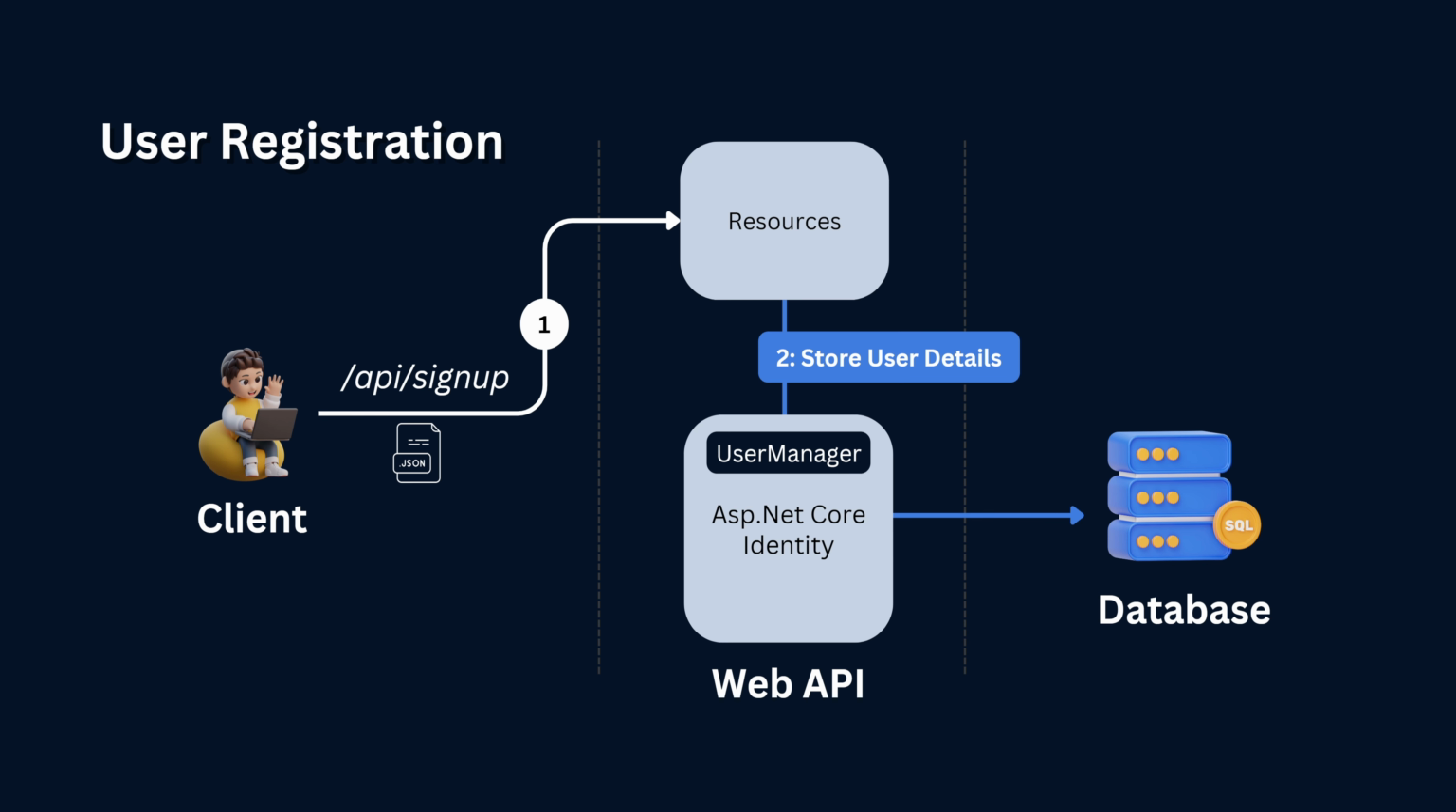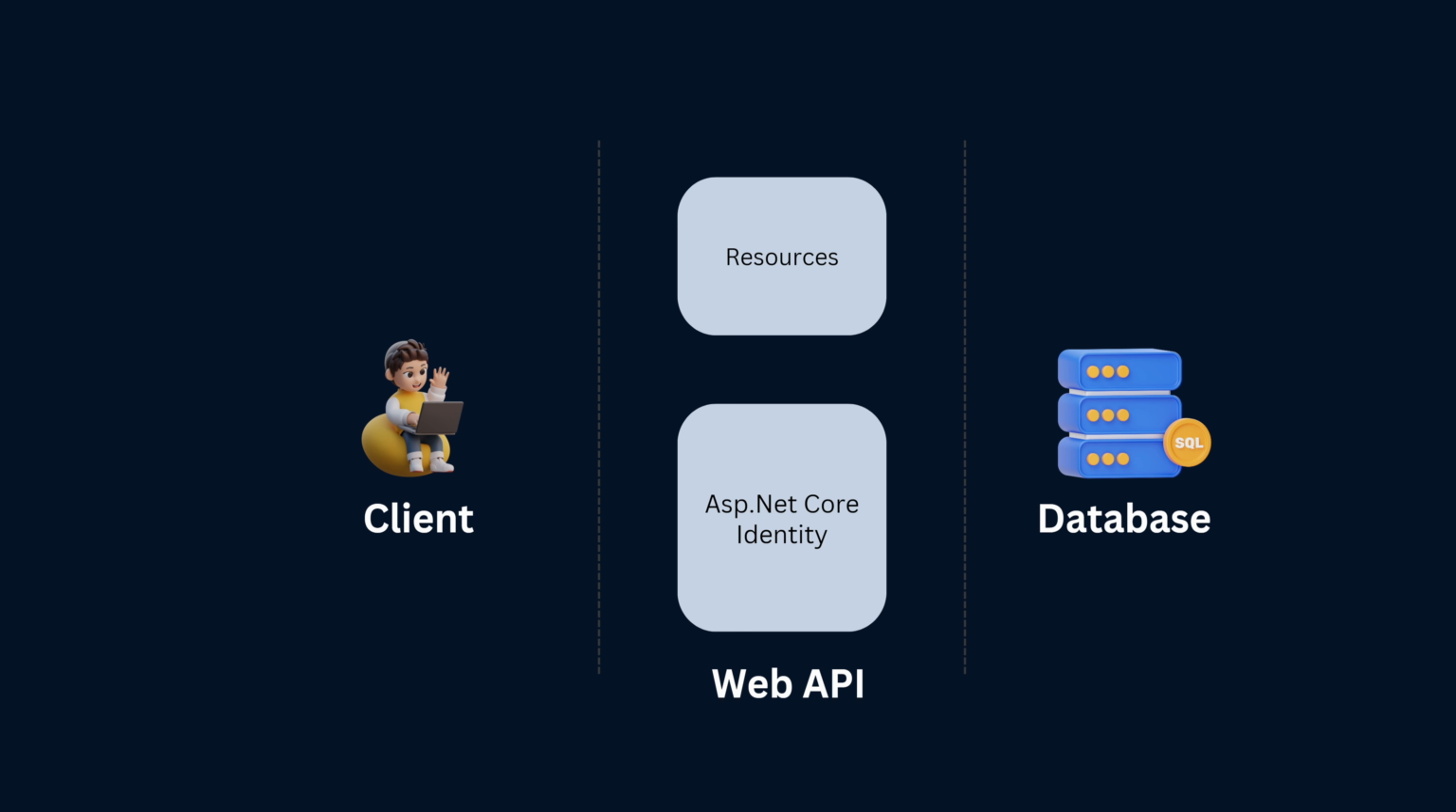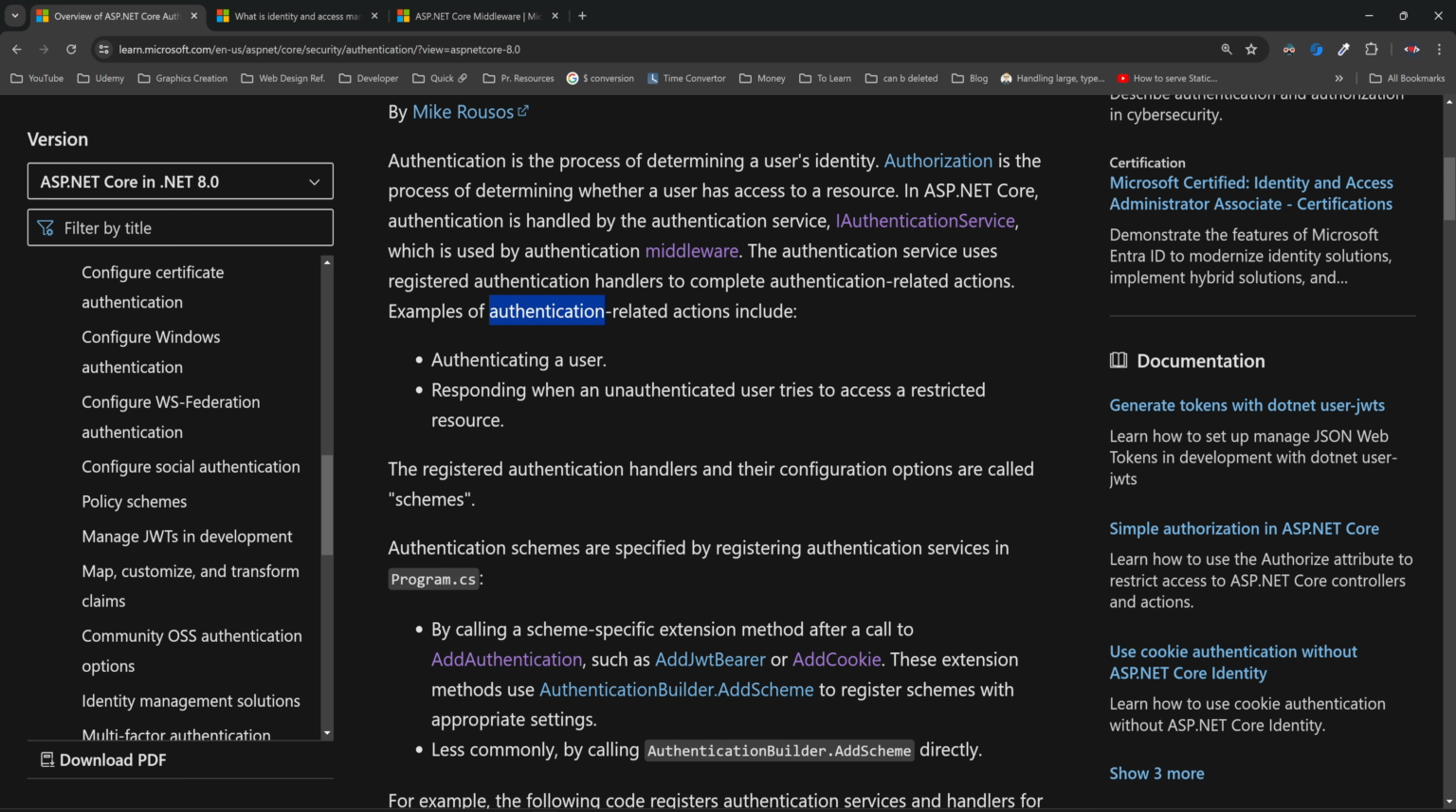Now as a next step, we are going for user authentication. So let's start with the definition itself. Authentication is the process of determining a user's identity. So during the authentication process, the Web API expects the credentials which were first passed to the Web API during the user registration process. Now it is the responsibility of the Web API to check whether there is an identity with the given credentials. So that's what we are going to implement as part of user authentication in this video. The process of authentication involves authenticating a user and responding when an unauthenticated user tries to access a restricted resource.